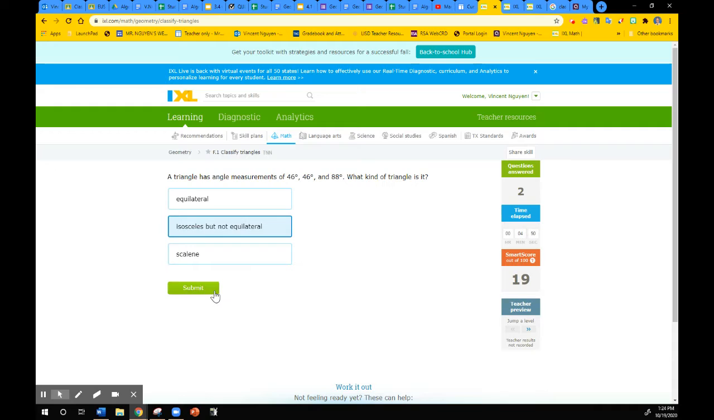Okay. Submit. This one we have 10, 12, and 16. These are sides, right? And notice they're all different. Okay, so by definition, a triangle with all three different measurements on the sides is called a scalene triangle. Submit.